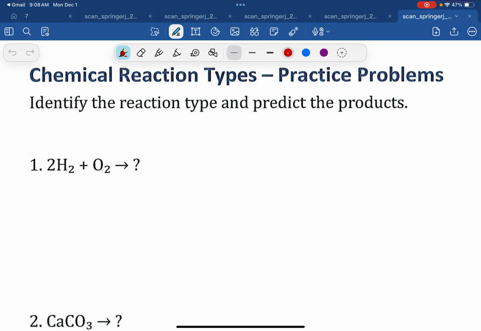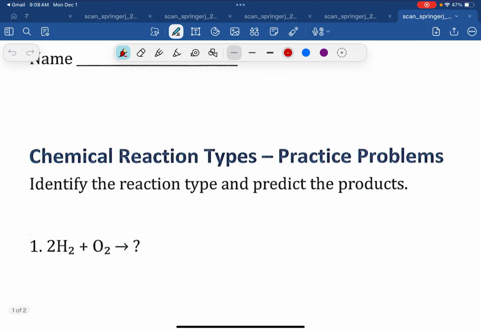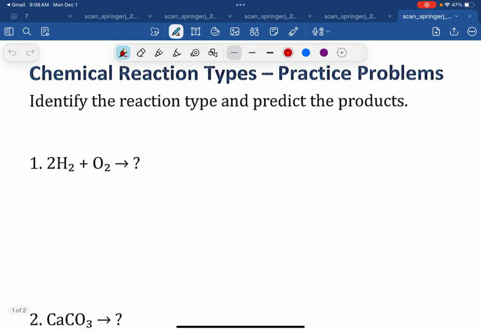So let's get going. I sent you this on the email, or I posted a copy of this on Google Classroom, so you should have it available to you. And so here we go. This is chemical reaction types practice problems. We did some of these last week. So let's see what you can remember.